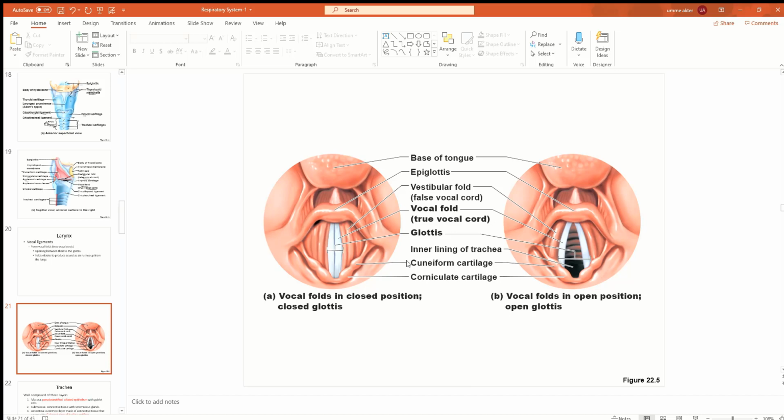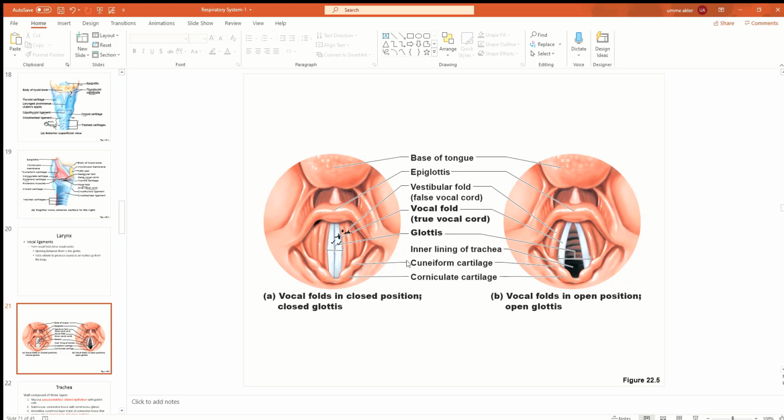Now here you can see this is the vocal cord or fold, and this is the vestibular fold, or sorry, the white one. This is the vocal, this one, and this is the vestibular. So this is the true vocal fold.